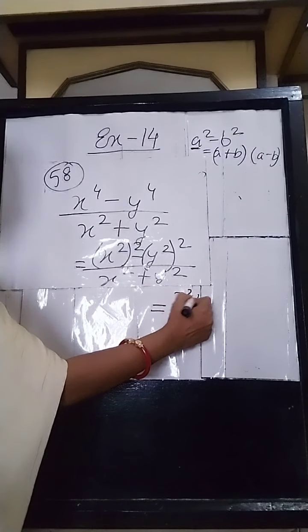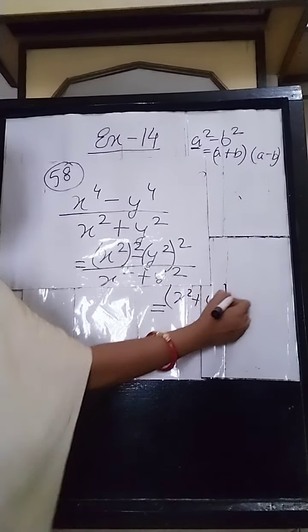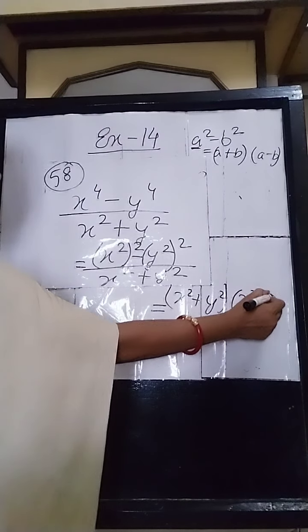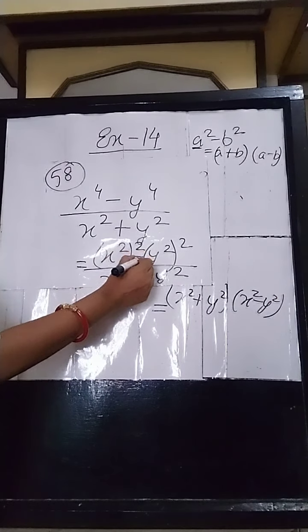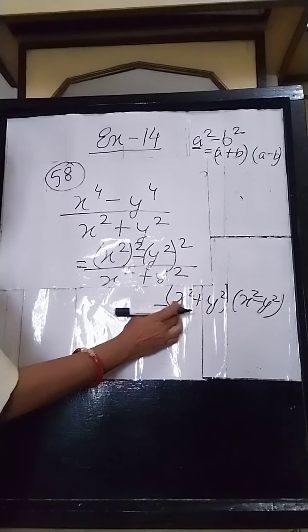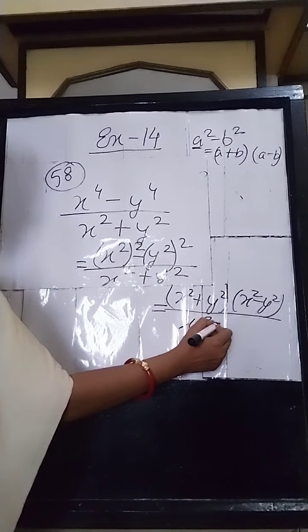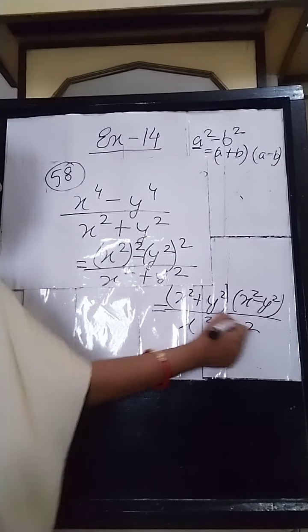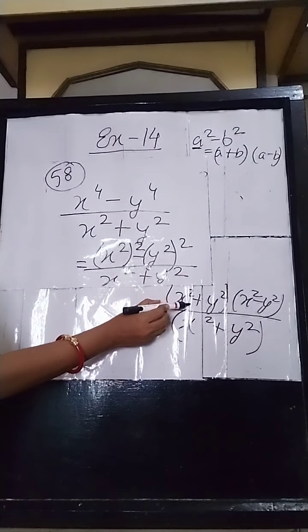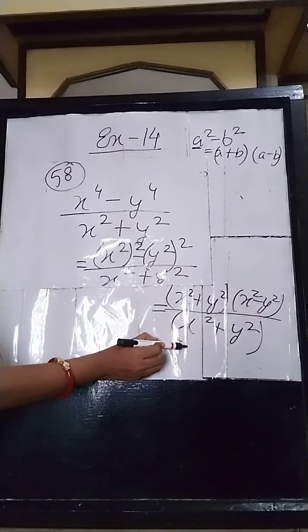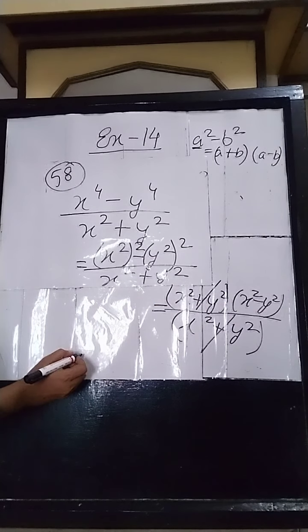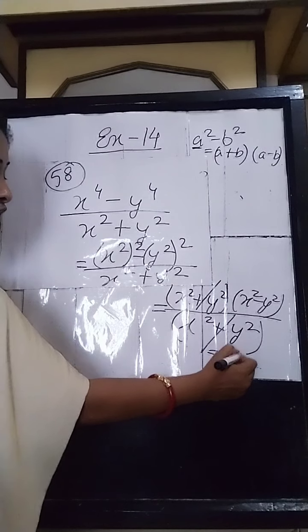x square plus y square into x square minus y square, that is a square minus b square is equal to a plus b into a minus b. Here x square is a, the first term, and y square is b, the second term, by x square plus y square. Now as you can see, x square plus y square is in the numerator as well as in the denominator, so you can cancel this. So the remaining answer will be x square minus y square. This will be the answer.